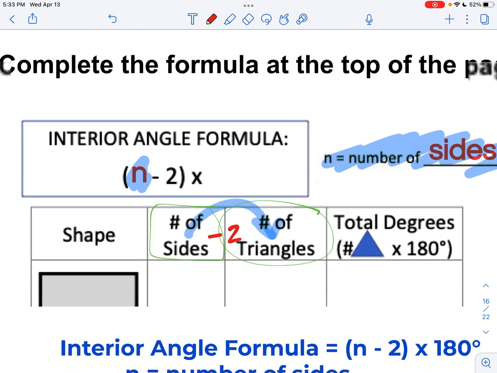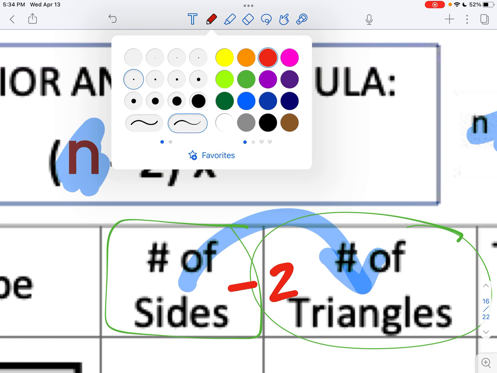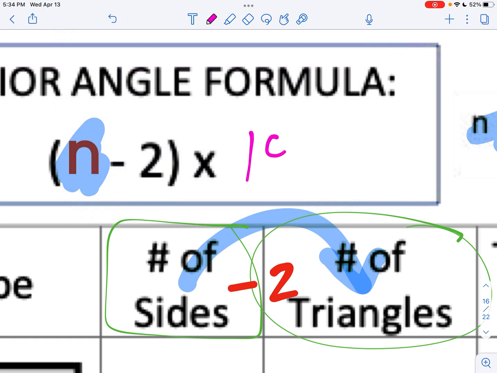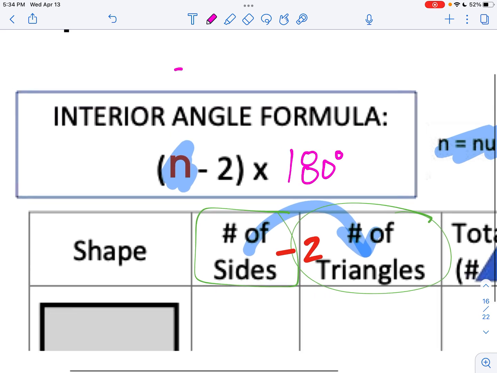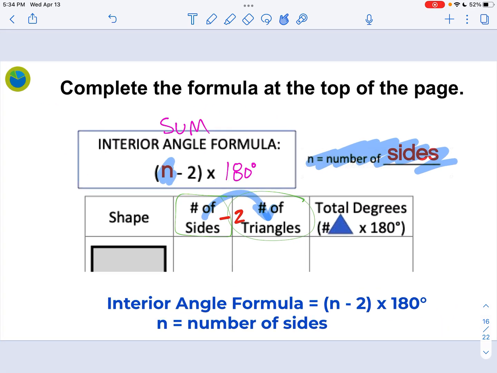So then, if I want to know the sum, the total number of degrees, now that I know the number of triangles, right? We learned this yesterday. We times by 180 degrees. That'll get us the sum of all of those interior inside angles. Take the side, subtract by 2. That'll get you the number of triangles, then times by 180. Okay? Make sure you have that as well on the top of your sheet.